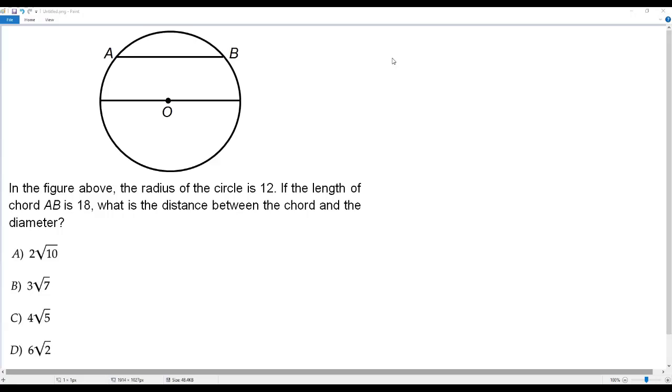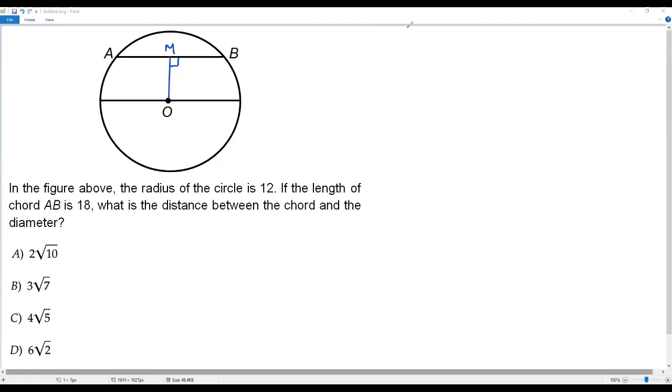Okay, if I want to find the distance between the chord and diameter, I have to draw a perpendicular line segment between the diameter and chord. So usually we draw the perpendicular line segment from the center of the circle to the chord. So now I've drawn a perpendicular line segment from the center of the circle to the chord AB. Say M is the point of intersection of the perpendicular line drawn from the center and the chord AB. So OM represents the distance between the chord and diameter. So I have to find the length of OM.